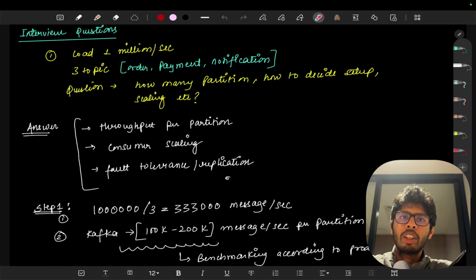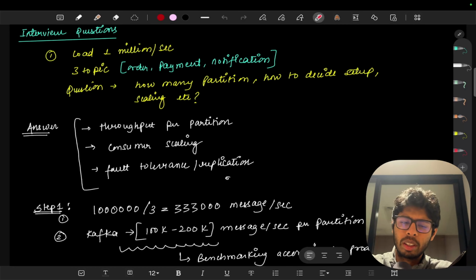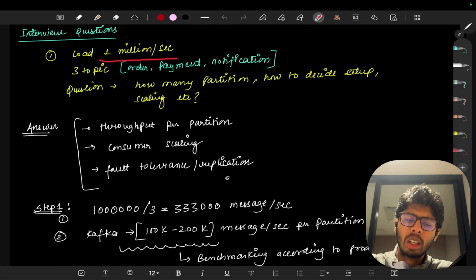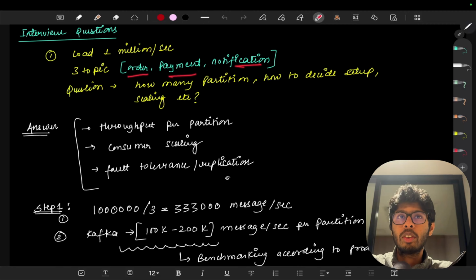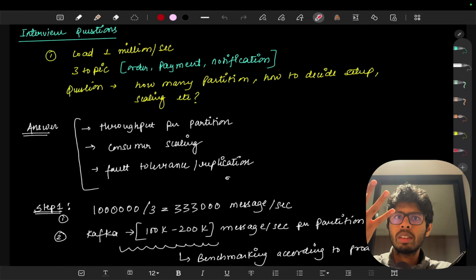In this video we are going to discuss two questions. The first question is: if the load is 1 million per second, it means that 1 million requests are coming every single second, and these requests are divided into three topics: orders, payments and notifications. So 1 million requests are coming, and some are for orders, some are for payments, and some are for notifications. What kind of questions can the interviewer ask after this prerequisite?